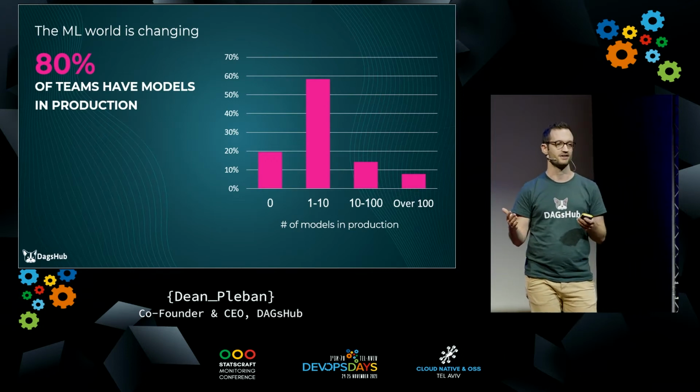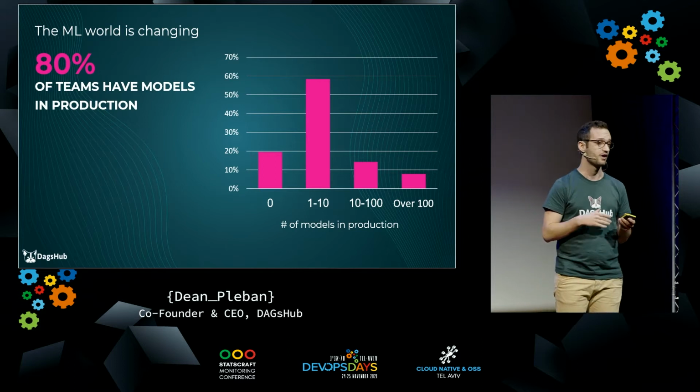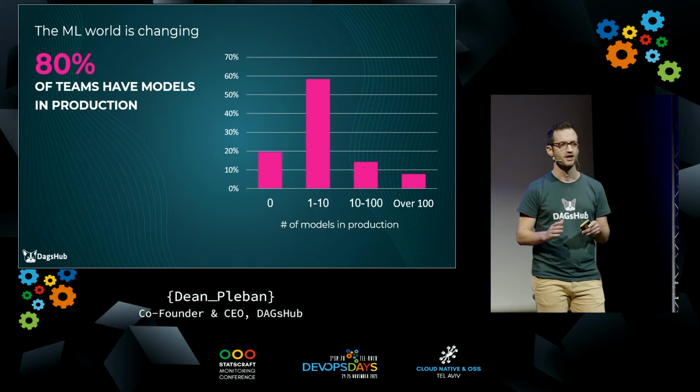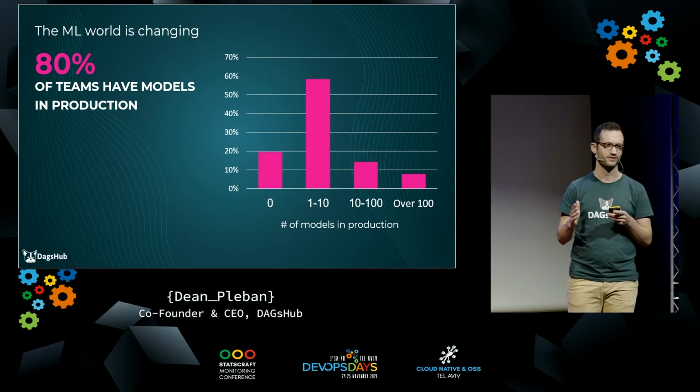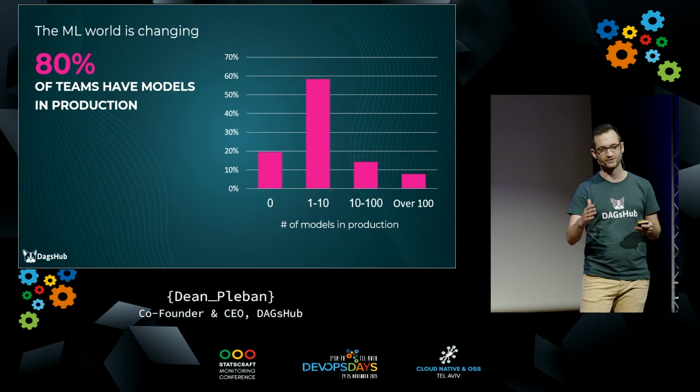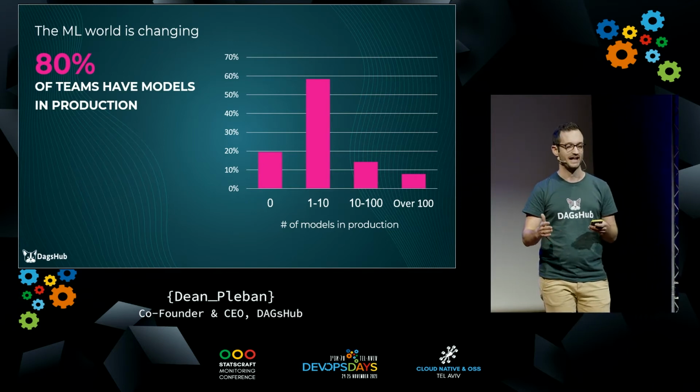Over 80% of ML teams have models in production, with almost 25% having over 10 models in production. So this is no longer the domain of the Googles and Amazons of the world, where everyone else is looking at them saying, I want what they have. Small startups, traditional organizations are at that point.